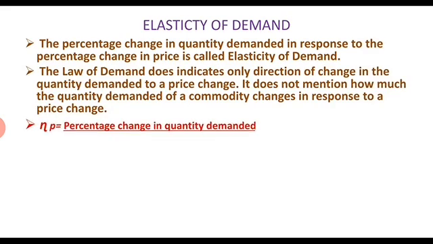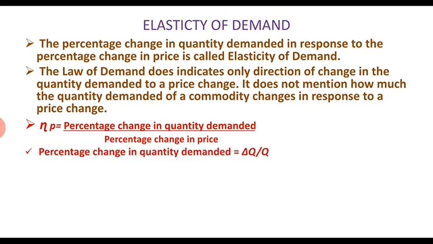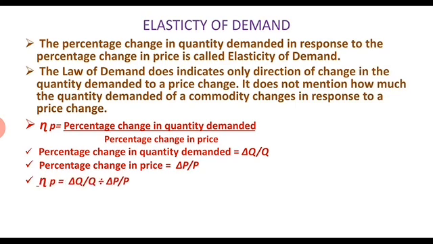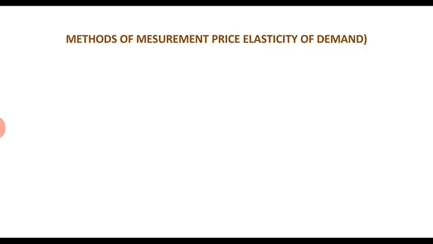Eta P is equal to percentage change in quantity demanded divided by percentage change in price. Percentage change in quantity demanded is equal to delta Q by Q. Percentage change in price is equal to delta P by P. So, eta P is equal to delta Q by Q divided by delta P by P, which is equal to delta Q by Q into P by delta P, which is equal to delta Q by delta P into P by Q.